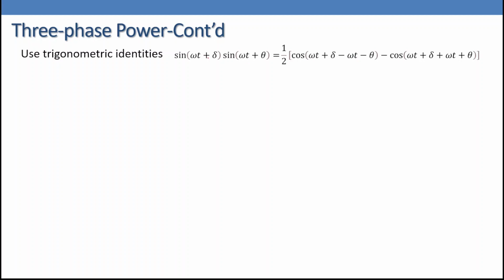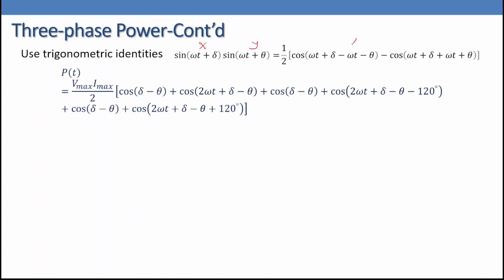So we can write sine(omega t plus delta), if that one is x, that one is y, equals half of cosine(omega t plus delta minus omega t minus theta) minus cosine(omega t plus delta plus omega t plus theta). So let's simplify this one. This one is going to cancel this one, and that one will be added to this one. In this case, we take V maximum I maximum over 2 as a common factor, which will be cosine(delta minus theta) plus cosine(2 omega t plus delta plus theta). And we have another cosine(delta minus theta) for phase B, shifted minus 120, and another one shifted plus 120 for phase C.